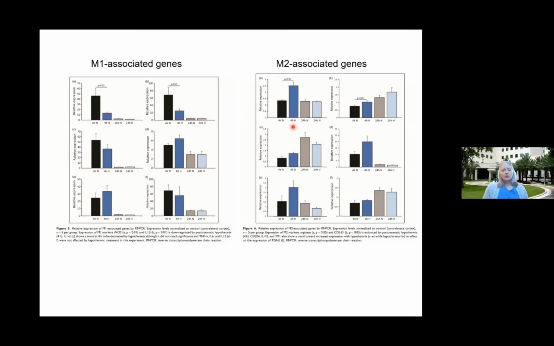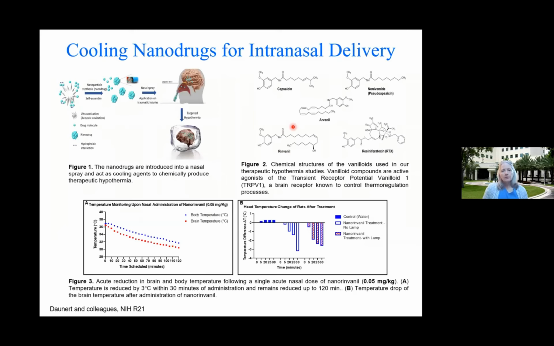So this is some more recent work. We're working with Dr. Sylvia Donner, who's the chair of biochemistry. I just wanted to throw this out here. She recently got an R21 from NIH that we're doing the in vivo work with her. They've developed some nano drugs that can actually cool. They are vanilloid compounds. This is a group of them right there. We're actually looking at Renvanil and Arvanil, and they are agonists to the transient receptor potential vanilloid 1 brain receptor, which is known to control thermoregulation processes.